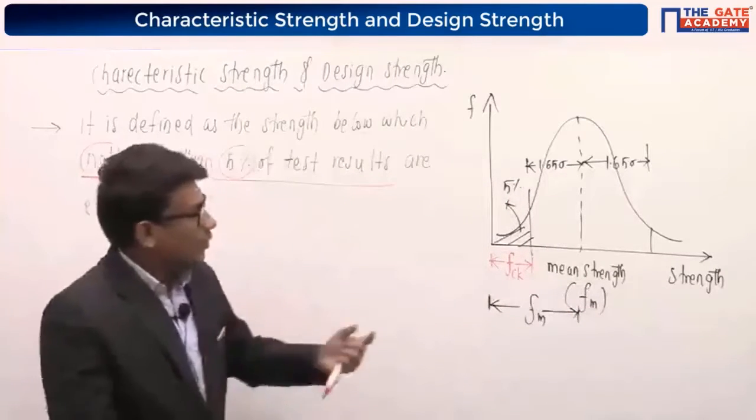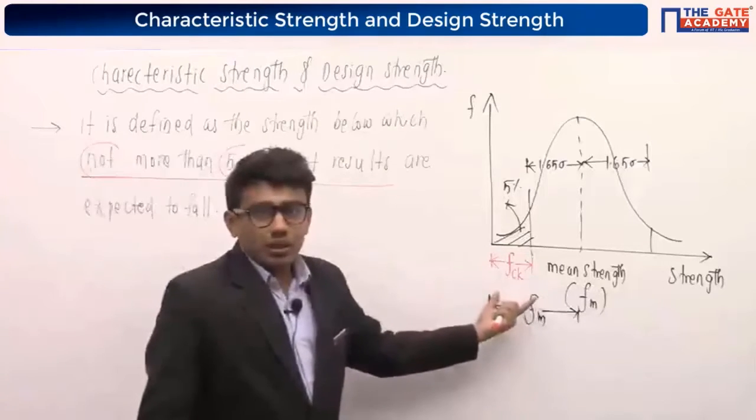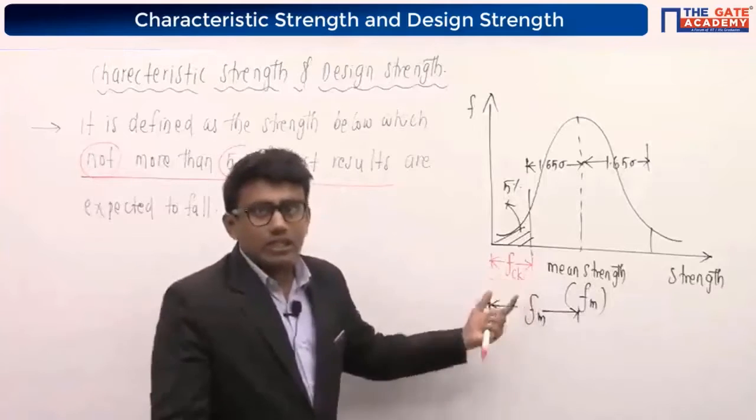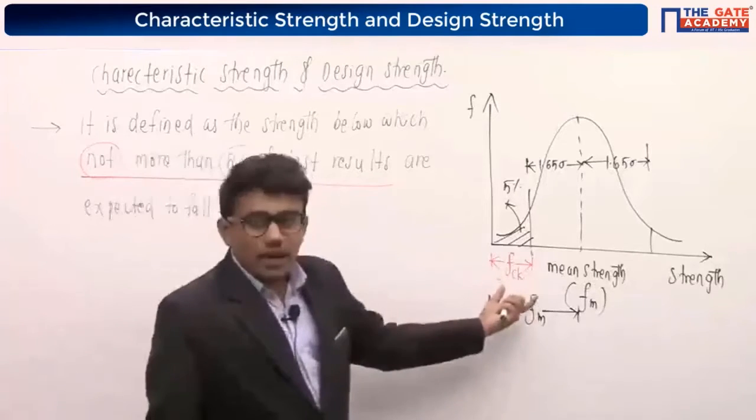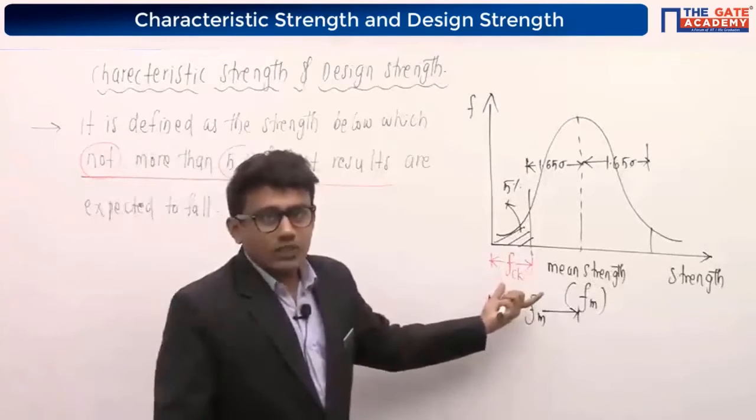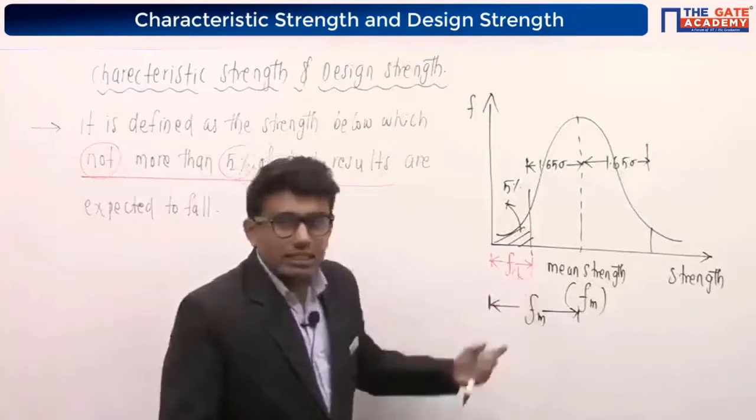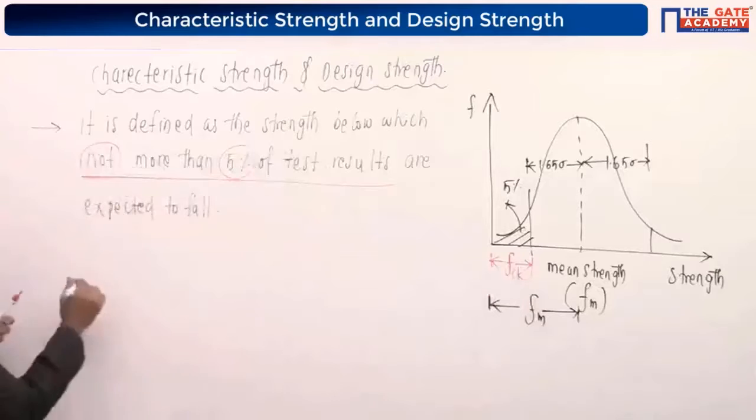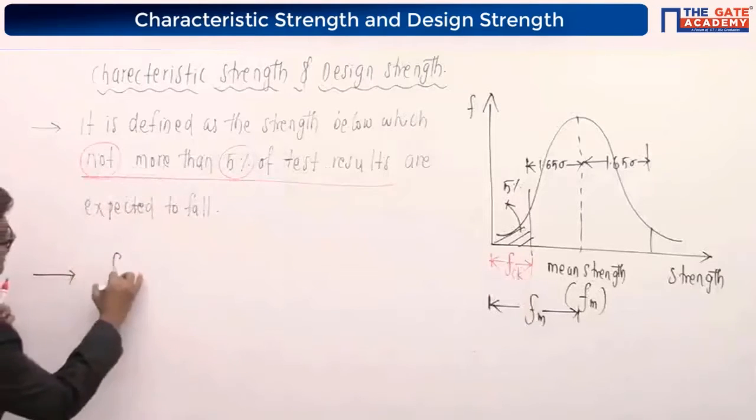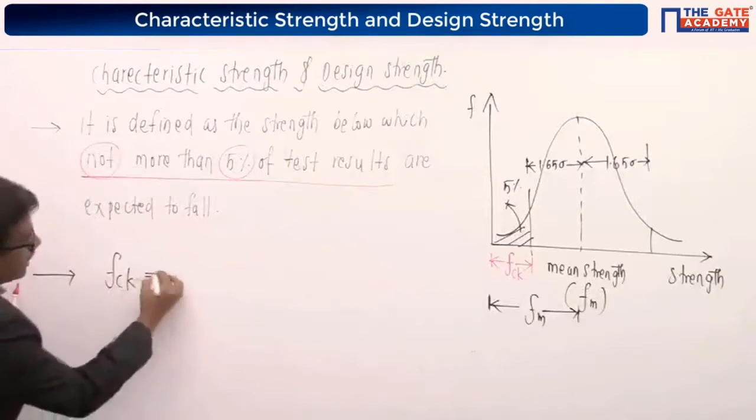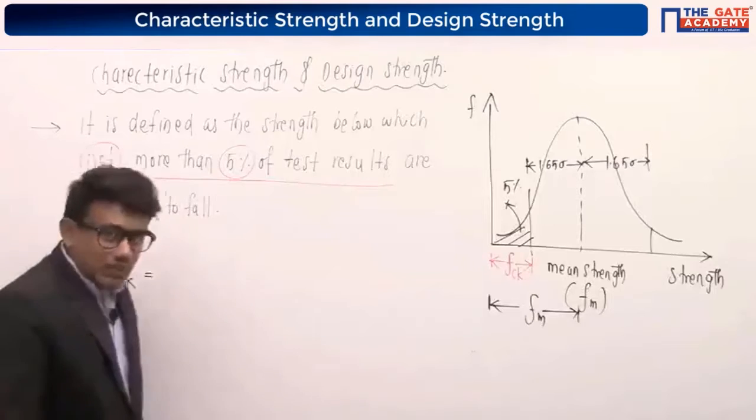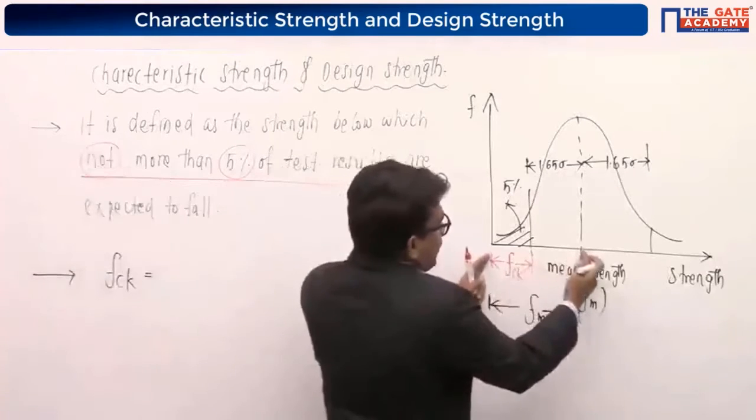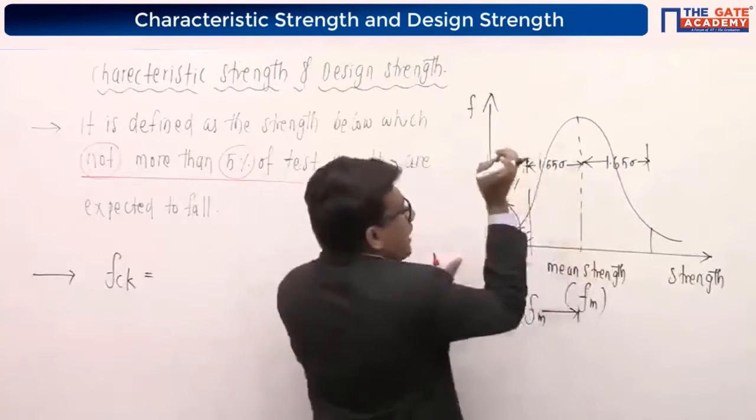Can you give me an equation for finding this fck value? I want to determine this fck. From that figure, you can easily observe that fck, our characteristic compressive strength of the concrete, is equal to fm minus 1.65 sigma.